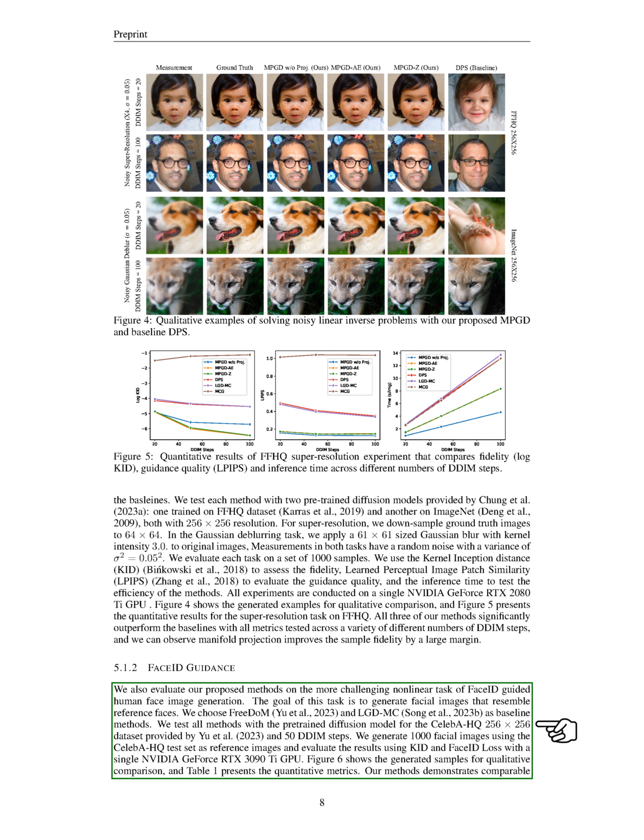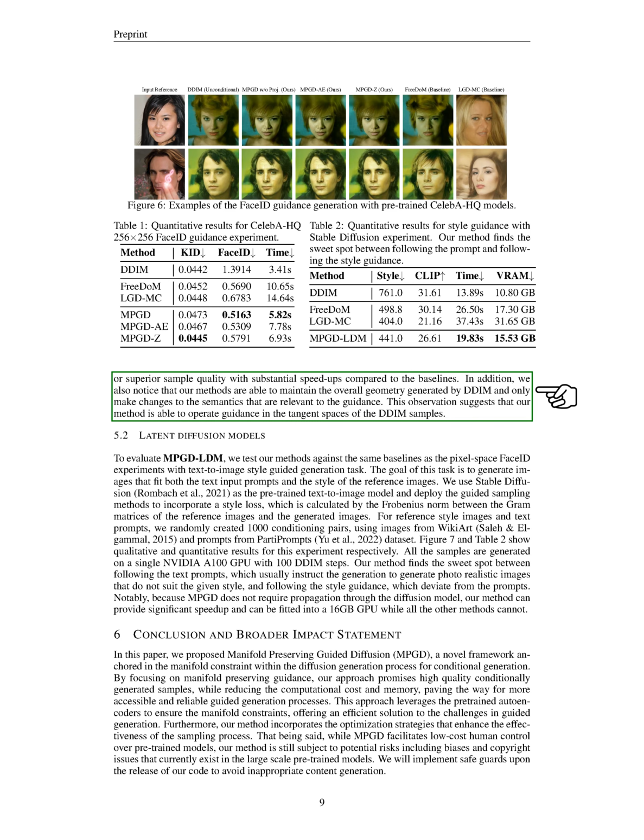The figure shows the generated samples for a visual comparison, and the table provides the quantitative metrics. Our methods show similar or better sample quality with significant speed improvements compared to the benchmarks. We've also observed that our methods can keep the overall geometry generated by DDIM and only alter the semantics relevant to the guidance. This suggests that our method can guide in the tangent spaces of the DDIM samples.